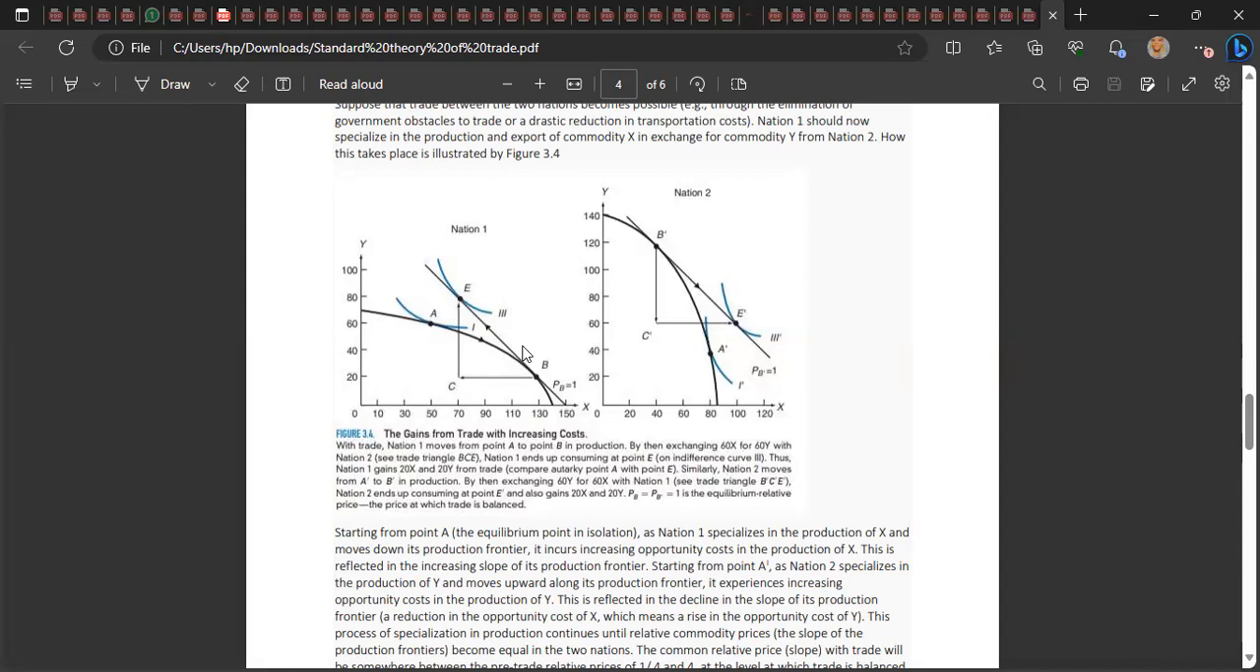Now we are able to consume on E, right? Now we are able to consume on E.